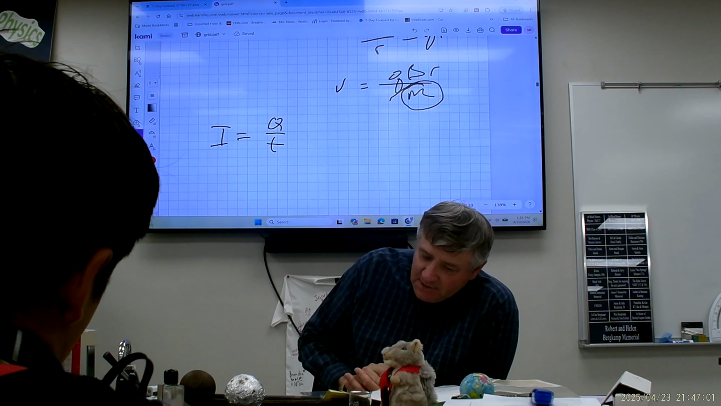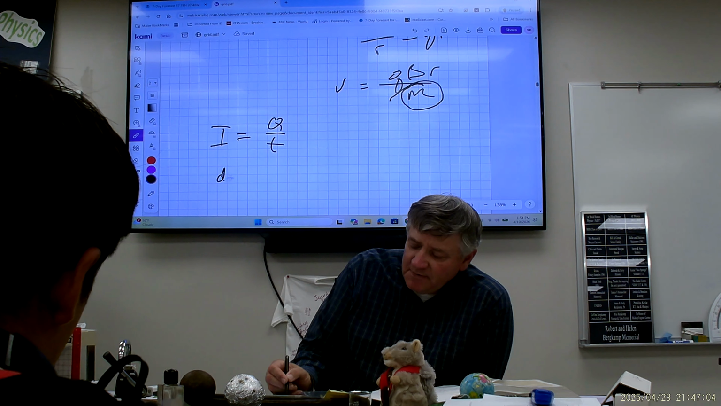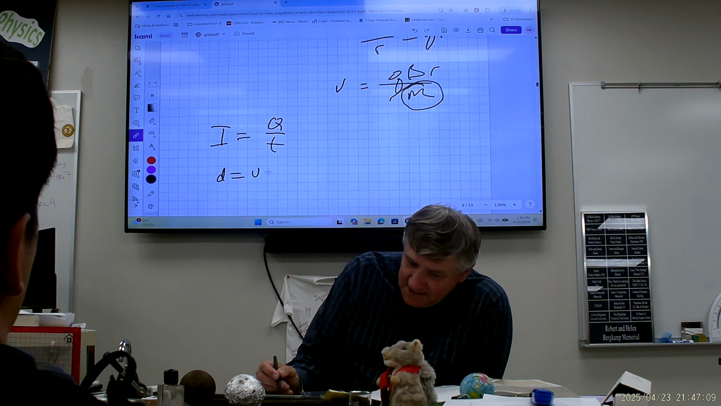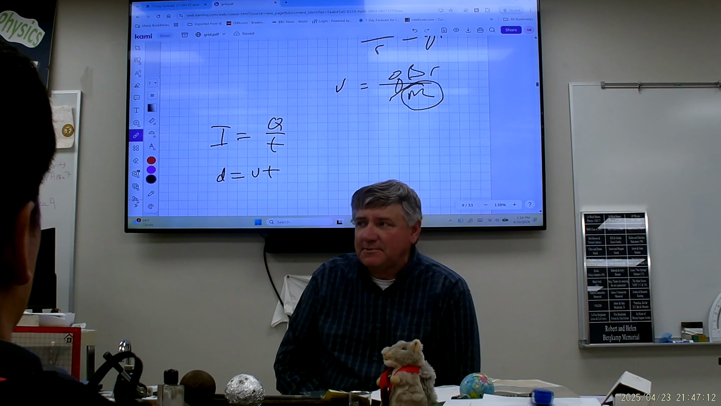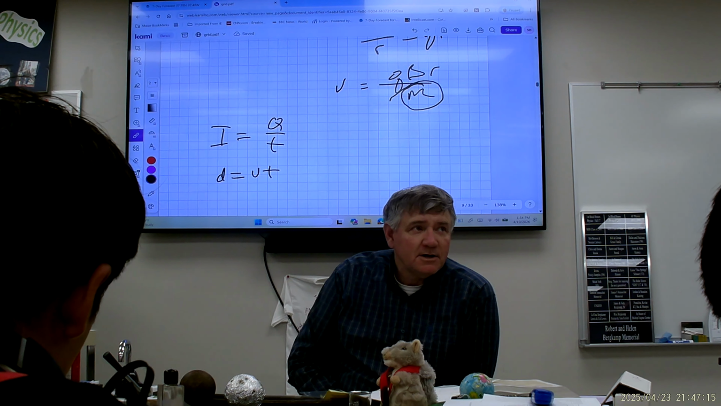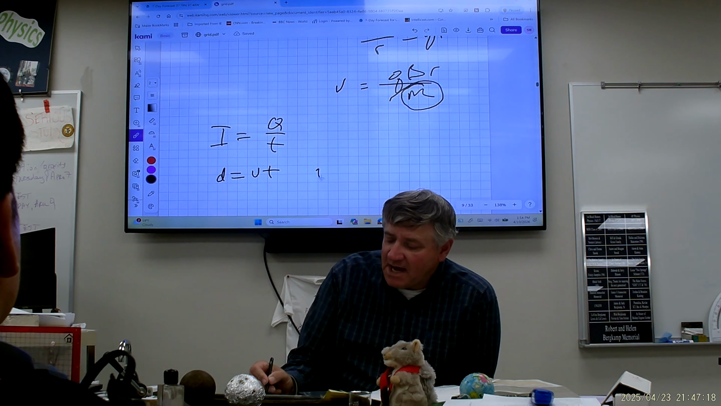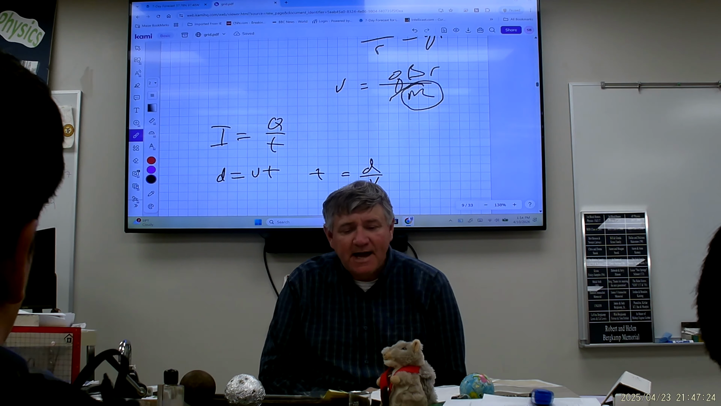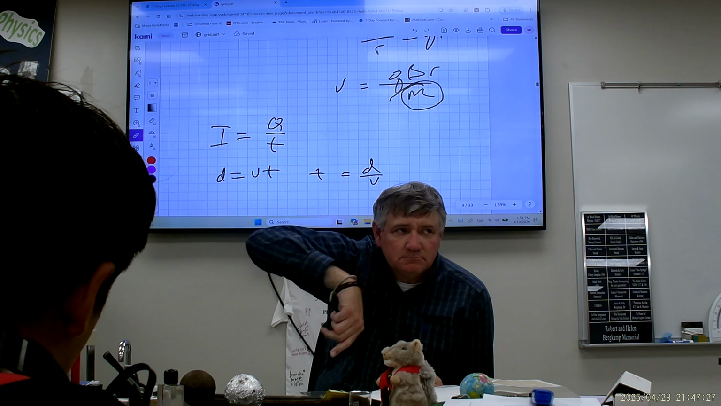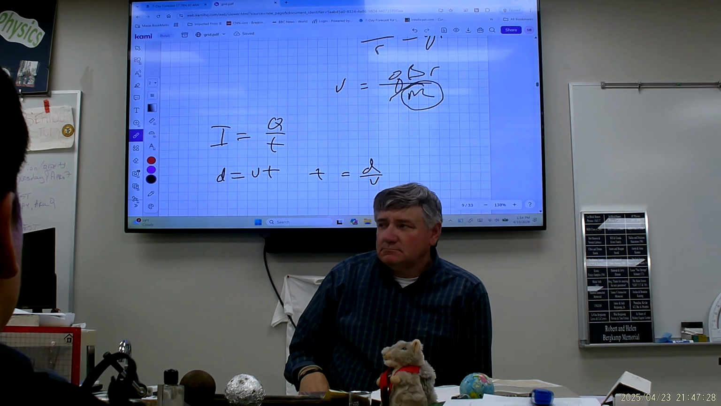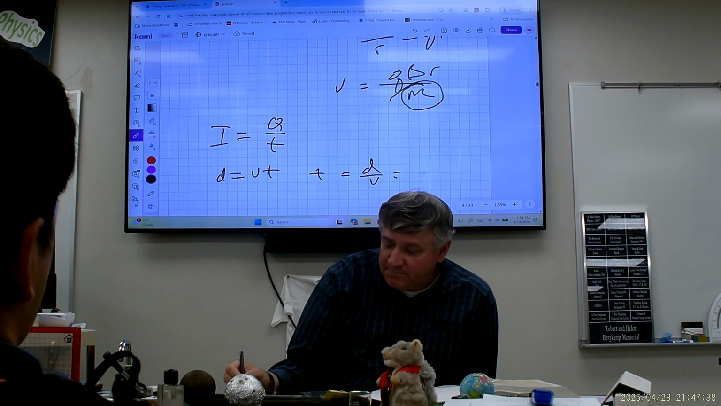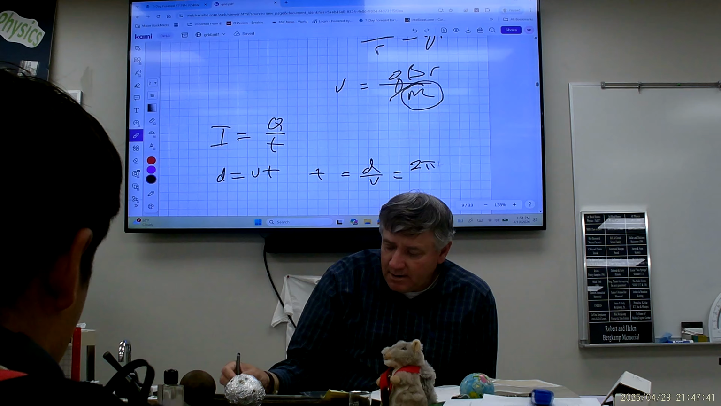Now, here's the story. On a simple idea, distance equals velocity times time, right? With constant velocity. Remember? So time equals what? Distance over velocity. Now, if you're moving in a circle, how far does it move in each revolution? The circumference of the circle, which would be 2 pi r.